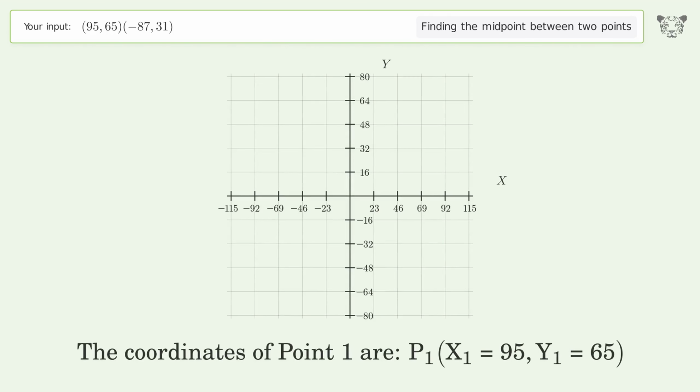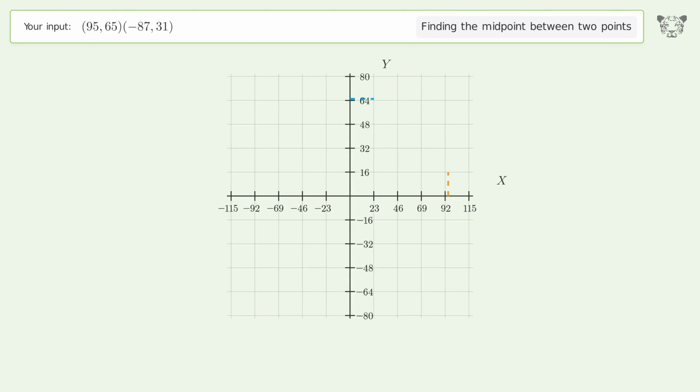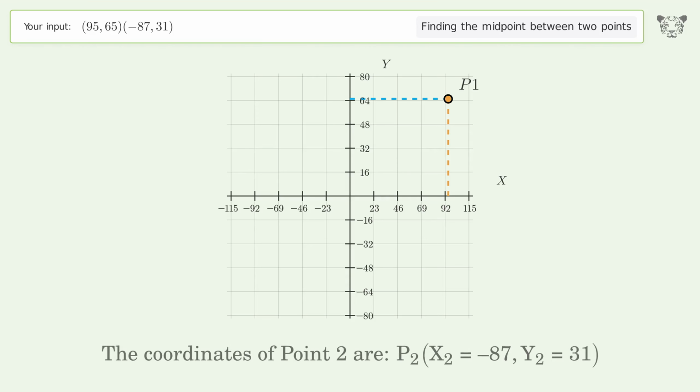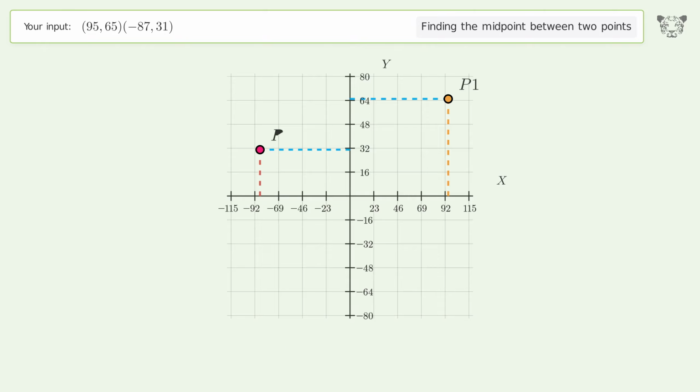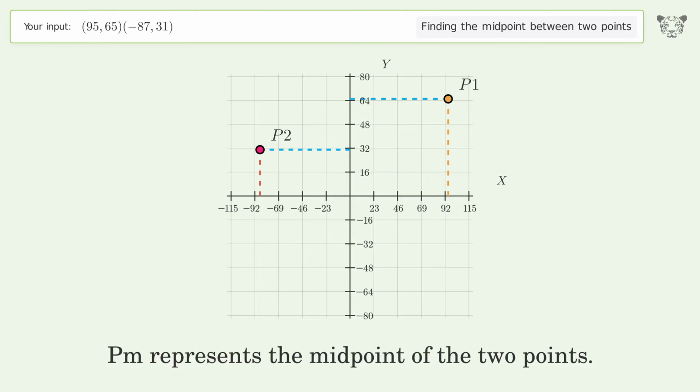The coordinates of point 1 are x1 equals 95, y1 equals 65. The coordinates of point 2 are x2 equals negative 87, y2 equals 31. PM represents the midpoint of the 2 points.